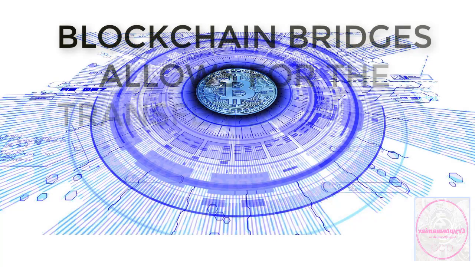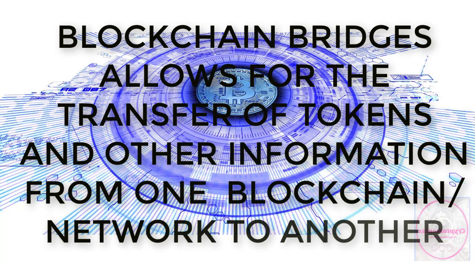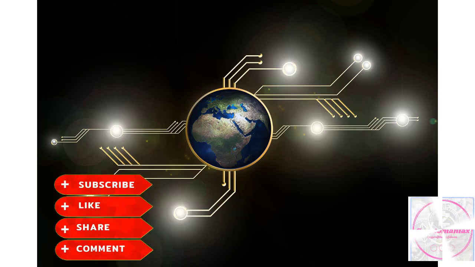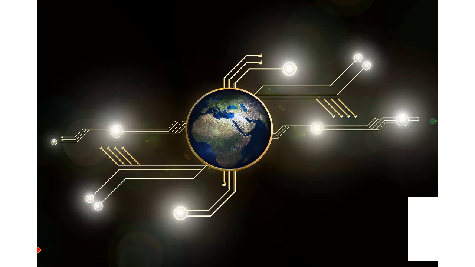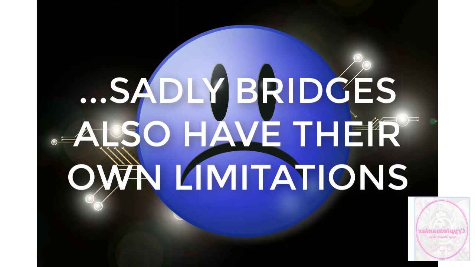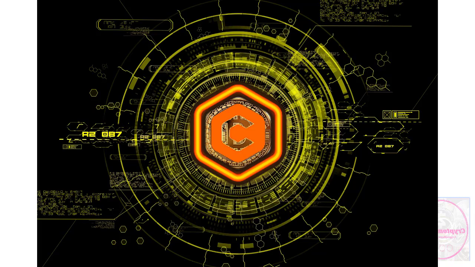Blockchain bridges and other interoperability protocols allow for the transfer of tokens and information from one chain or network to another. This allows for decentralized applications across different chains to leverage one another's abilities. Now, these blockchain bridges, however, do not come without their own limitations. They also have their own limitations despite their importance. Historically, they have been known to experience severe limitations.